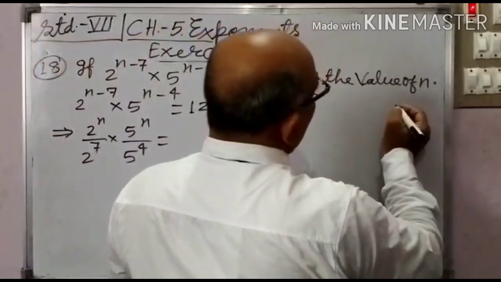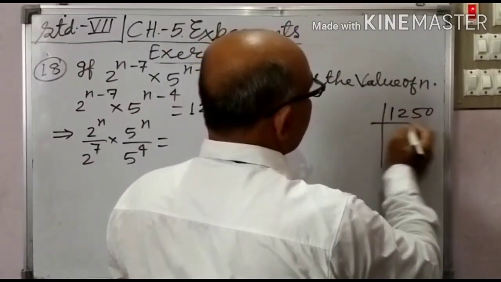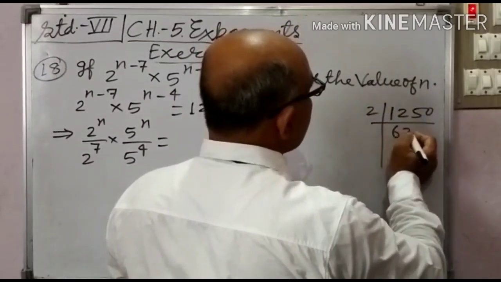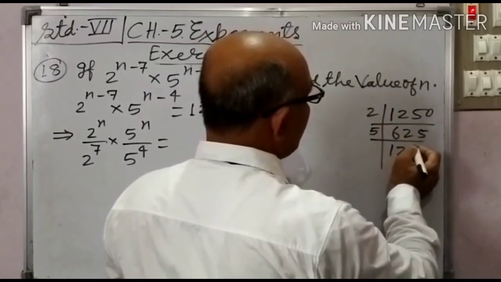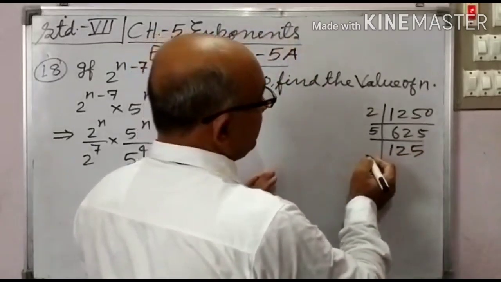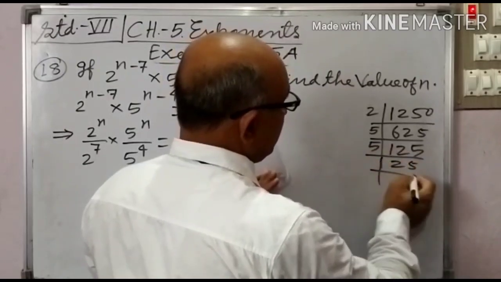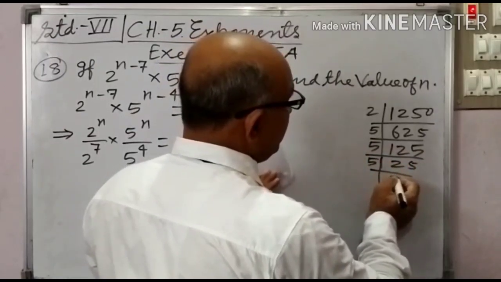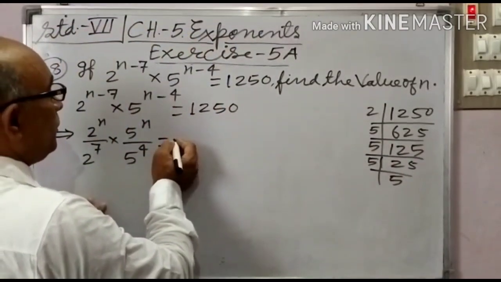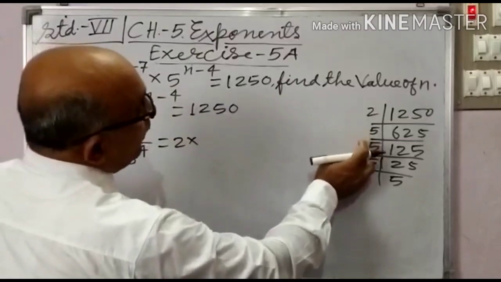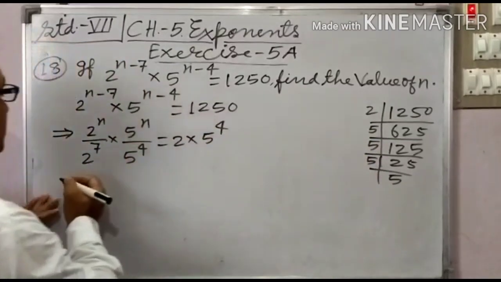1250. Find prime factor of 1250. 2 times 625. Now 5 times 125. Again 5 times 25. Now 5 times 5, 5 is 25. So 2 into 5, 1 2 3 4, 5 to the power 4.